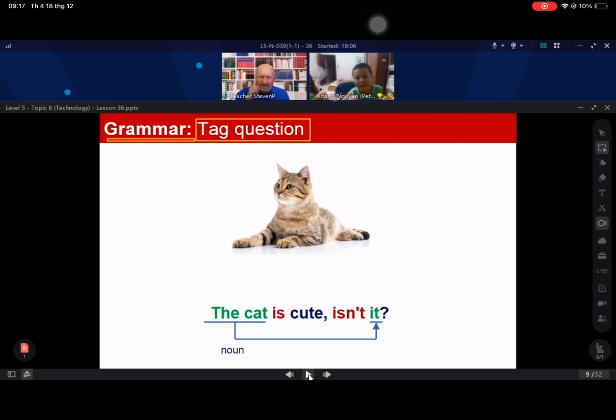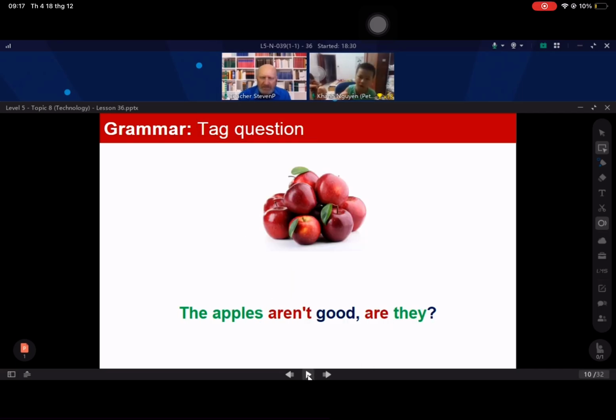So let's look at that quickly. A noun changes to a pronoun. Positive changes to negative. And then we change the position of the subject and to be. In the main sentence, we say the subject and then to be, and in this part, we say to be and then the subject. Okay, let's see if we can try this one.